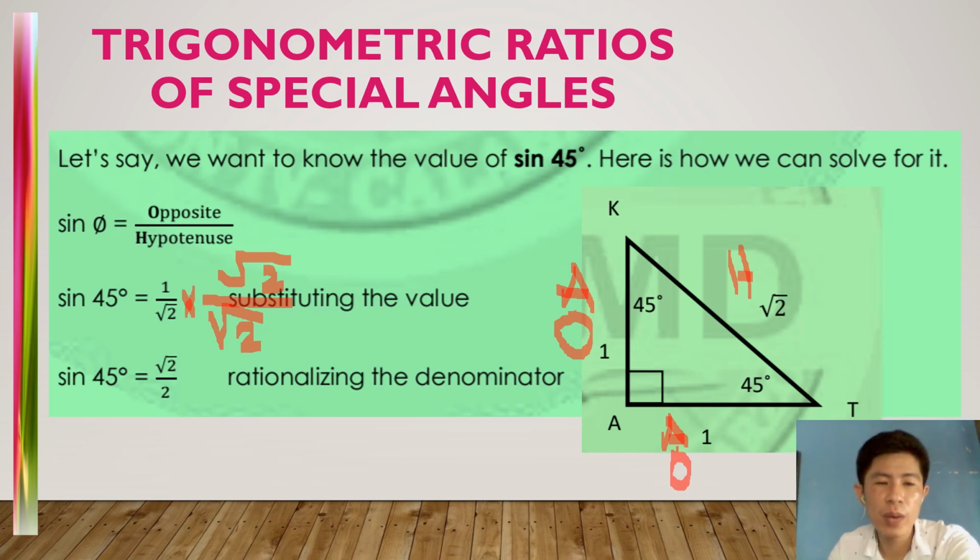Ayan. So, 1 times the square root of 2 is 1 the square root of 2 or simply the square root of 2. And then, the square root of 2 times the square root of 2, that is the square root of 4, and the square root of 4 is 2. Ayan. So, sine 45 degrees is the square root of 2 over 2.